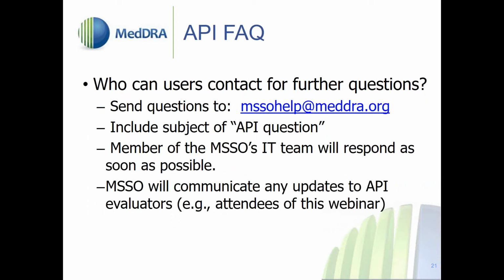Now, in addition, we will be communicating any updates to the API evaluators, in other words, attendees of this webinar, both today and yesterday, and anyone else who expressed an interest after this period of time. So we'll be in communication with you about any adjustments that were made based on feedback or other types of input that we receive.